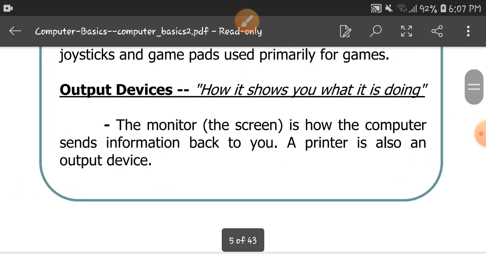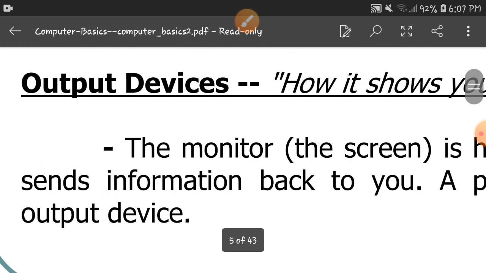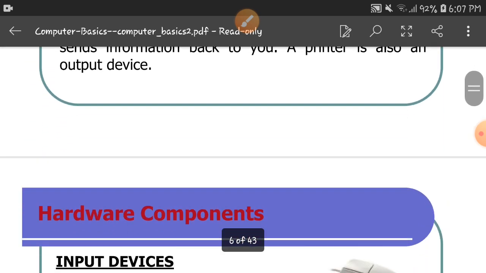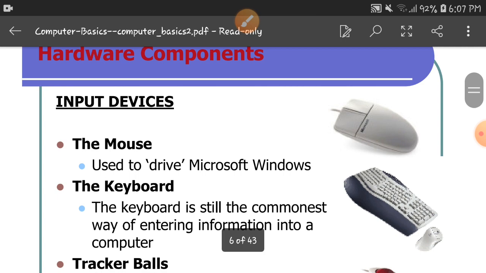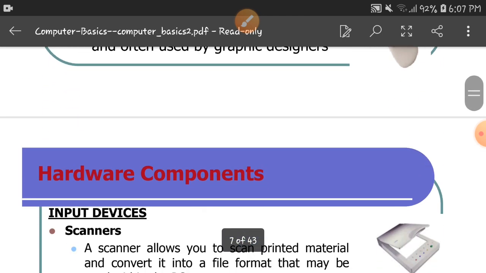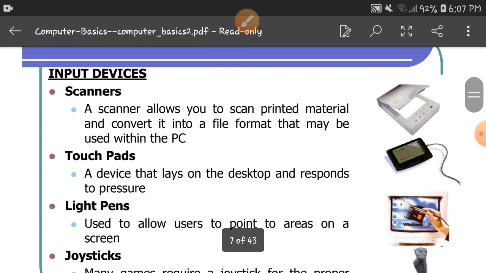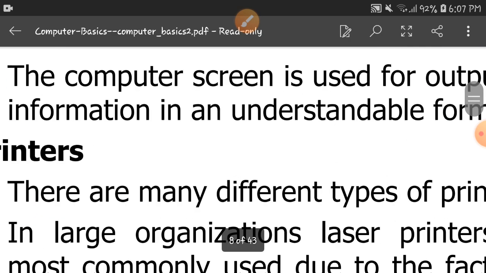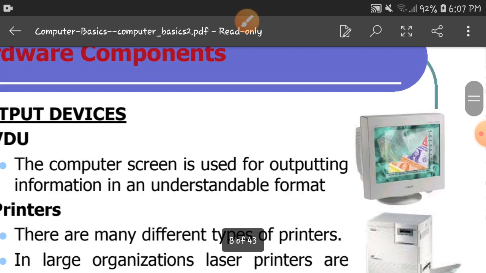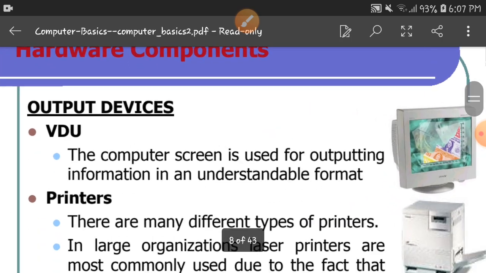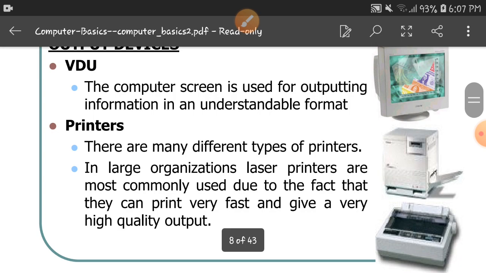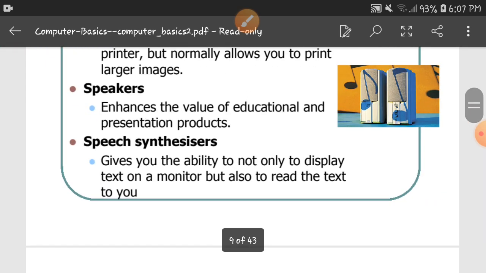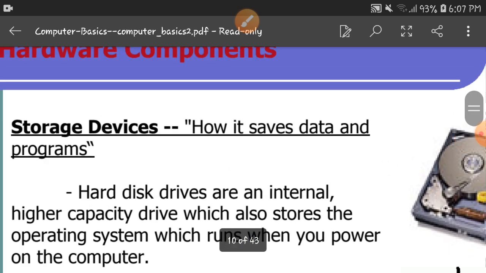When we talk about the output devices, the monitor, basically the screen, is an output device of a hardware component. A printer is also an output device. So we're going to go for input devices: the mouse, the keyboard, trackballs. The hardware input devices are like scanners, touchpads, light pens, joysticks. And we have output devices such as video, which is the computer screen. Printers, many types of printers are there. We have plotters, speakers, speech synthesizers, and storage devices.